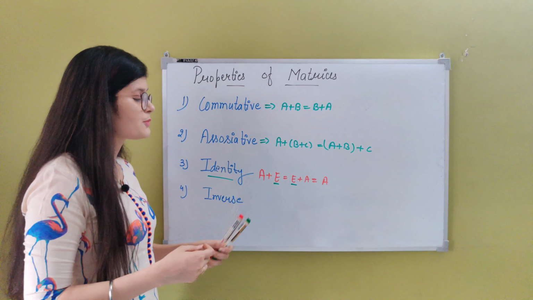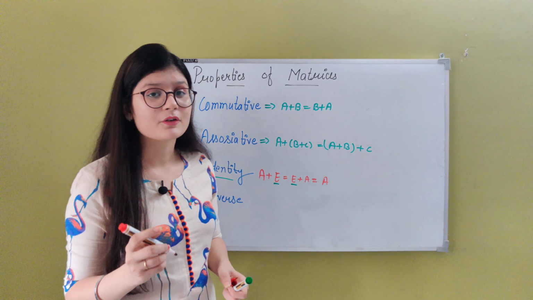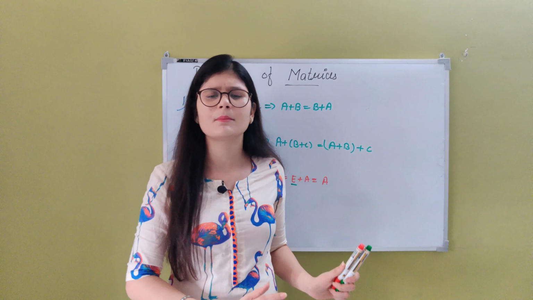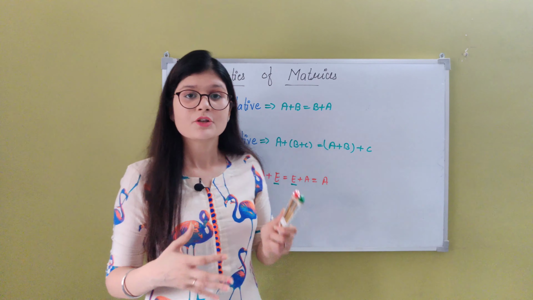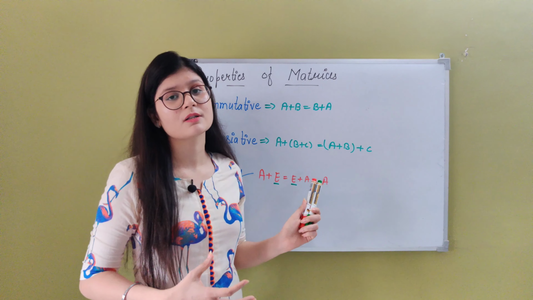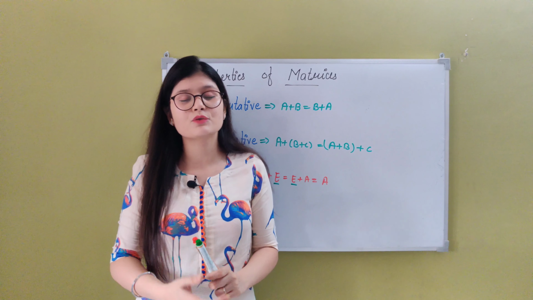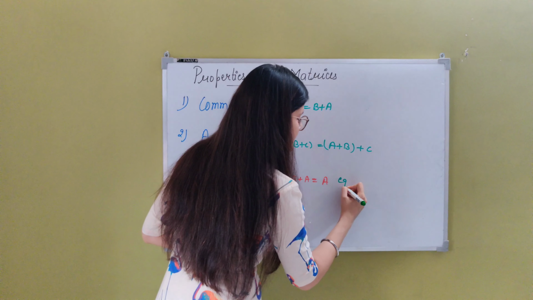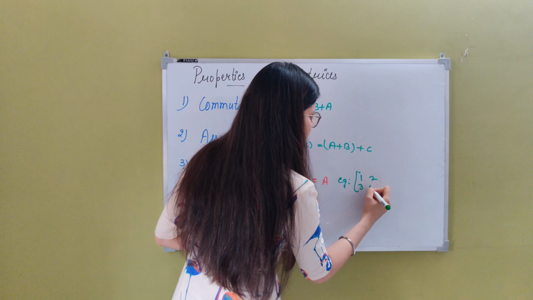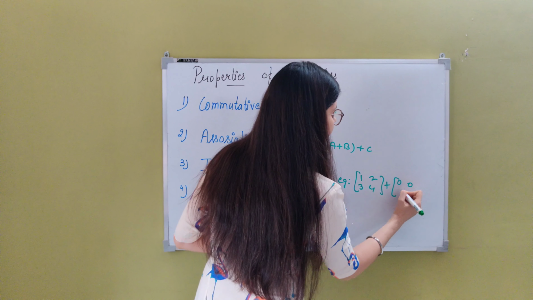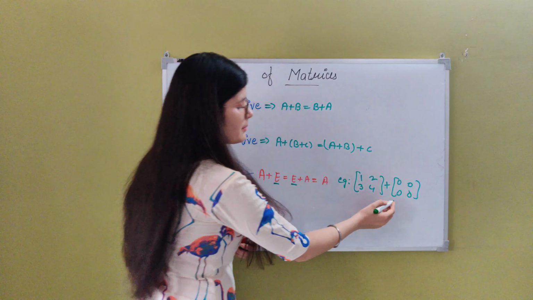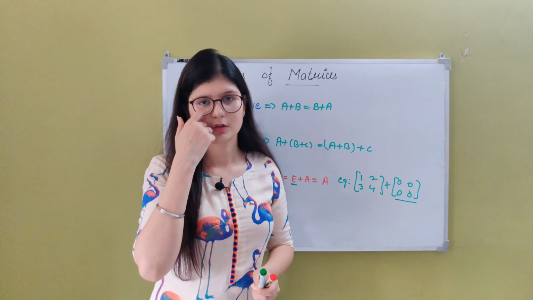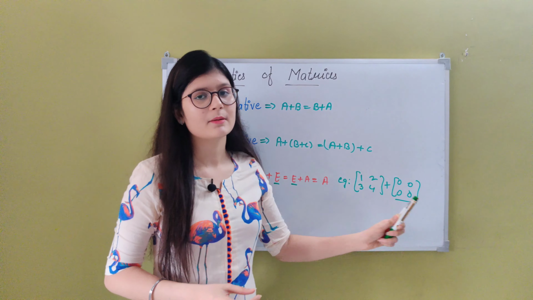And what will the matrix be? It's going to be a null matrix, because we know that if you add 0 to any number, you get the same number, right? The same thing happens with matrices. If you add the null matrix to any matrix, you get the same matrix. I want to explain this with an example. If I take 1, 2, 3, 4 and add this, which is your null matrix, you will get the same matrix. So the additive identity is the null matrix.